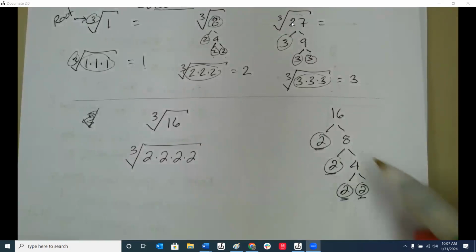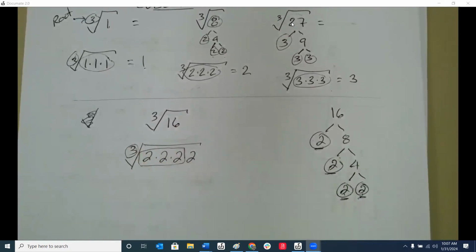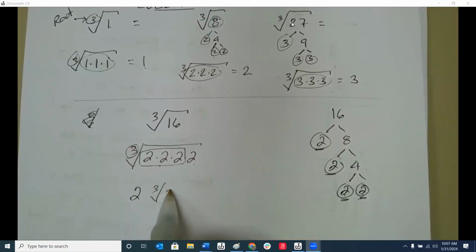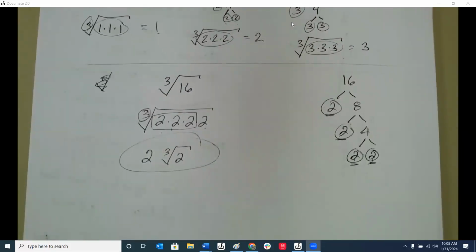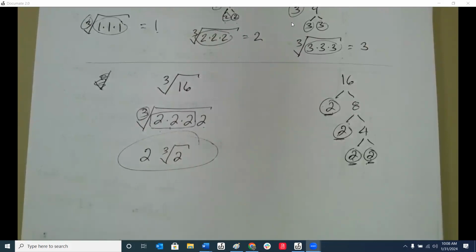So far, so good. So I broke it down as far as I can go. So 16 is made up of 2 times 2 times 2 times 2. How many of a kind do I need? I need 3 of a kind. Do I have 3 of a kind? Yes. Whatever's left stays inside there. So these 3 come out in front. Whatever's left stays inside. So there's my simplified version of it. Does it make sense? So that's how you simplify radicals. It all depends on what the root is. So now here's another thing.